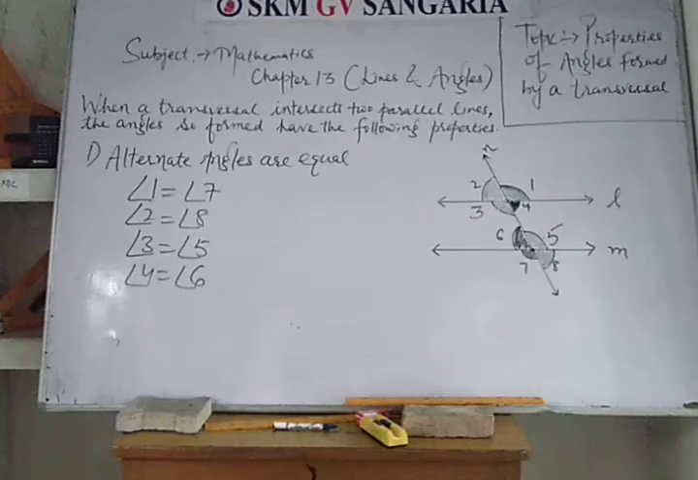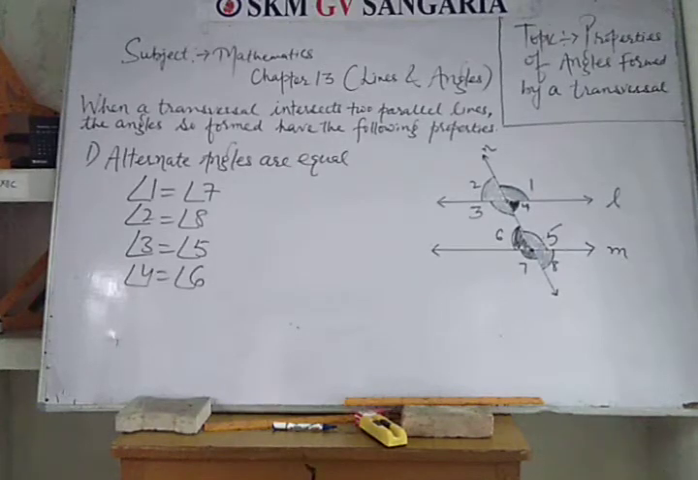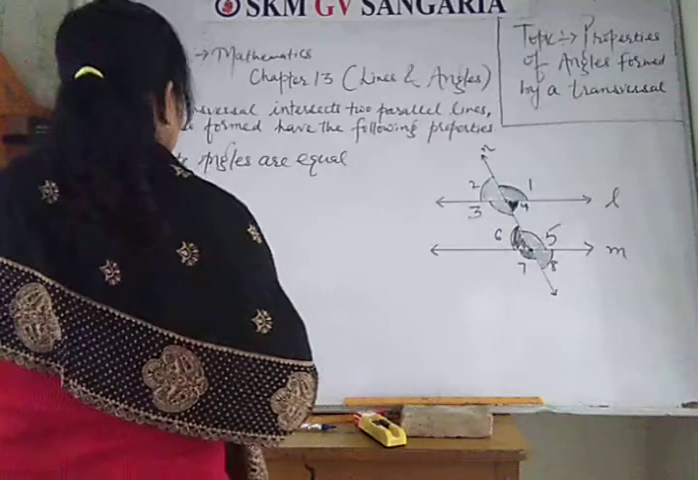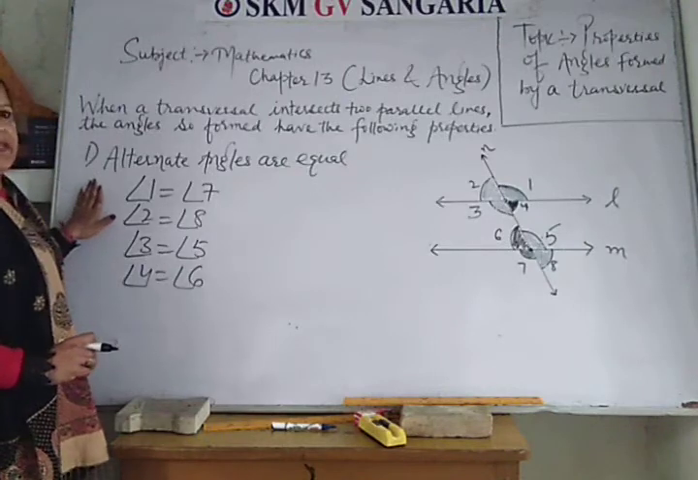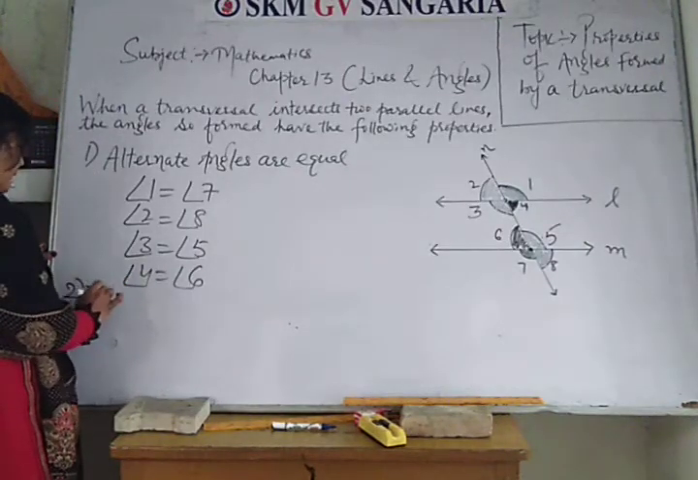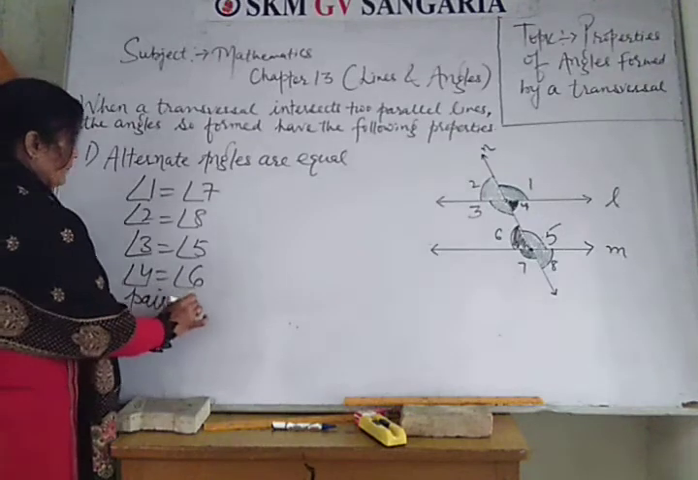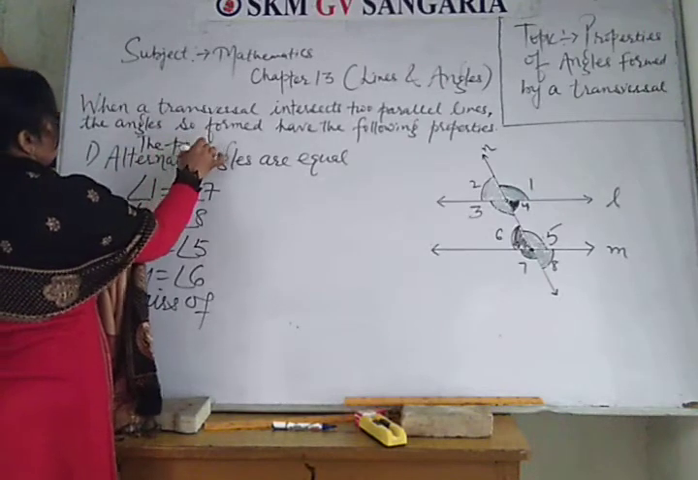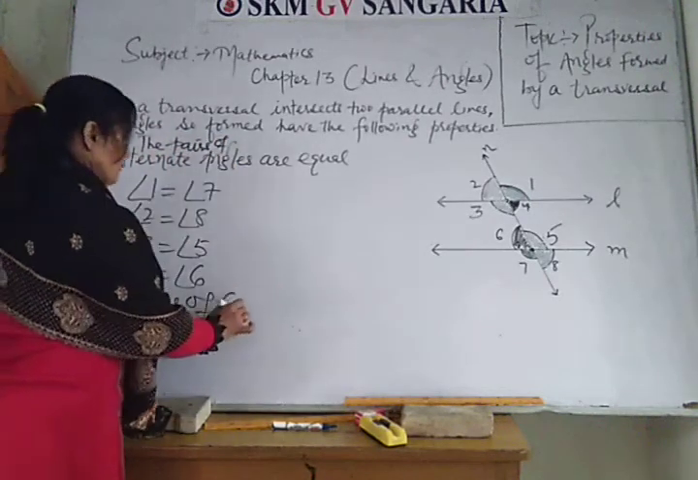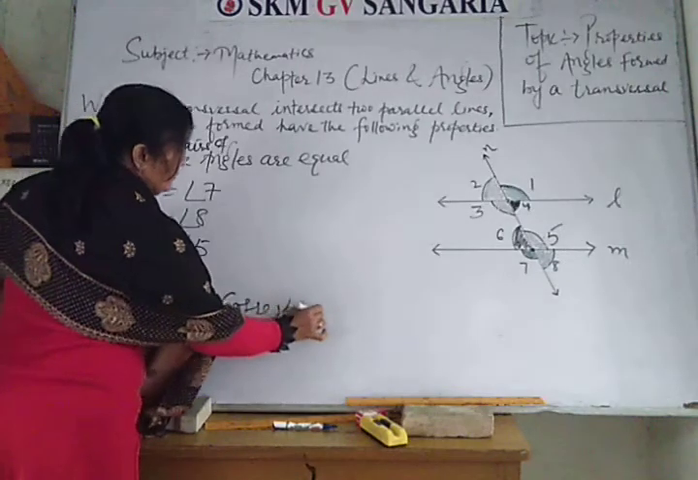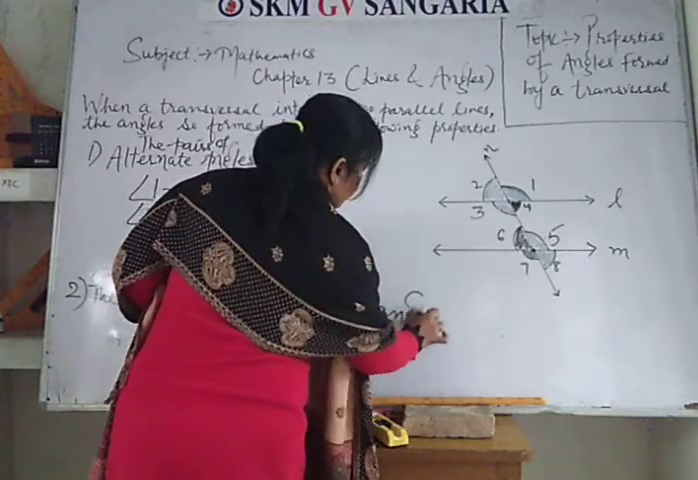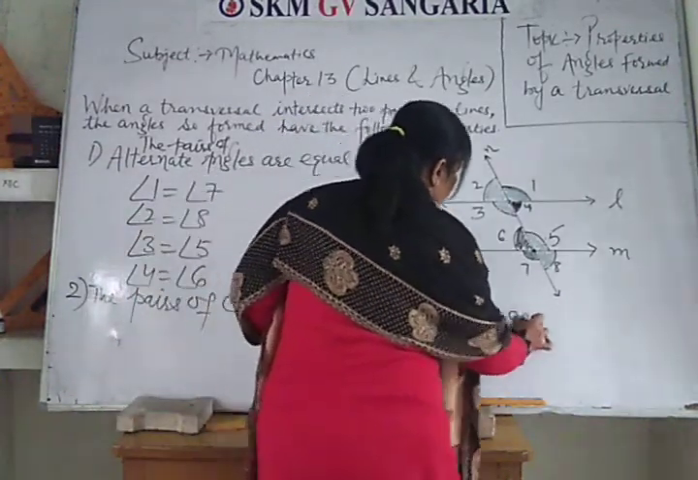Then property number 2: the pairs of corresponding angles are equal. That was about alternate angles being equal; now number 2, the pairs of corresponding angles are equal.